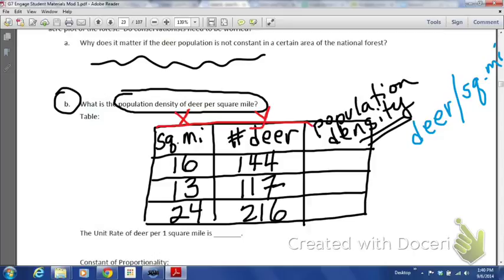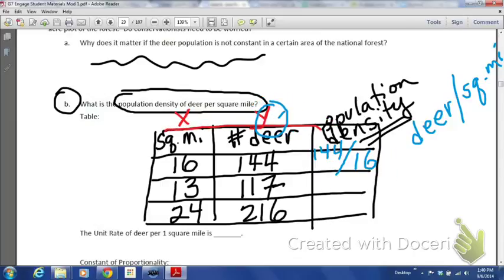So in that sense, you would have to put the deer on top as your numerator per square mile, so over 16. And you can see that what a table like this is actually looking at or comparing is using y as a function of x. So you're going to see that your y value is going to be your numerator, while your x value is going to be your denominator.